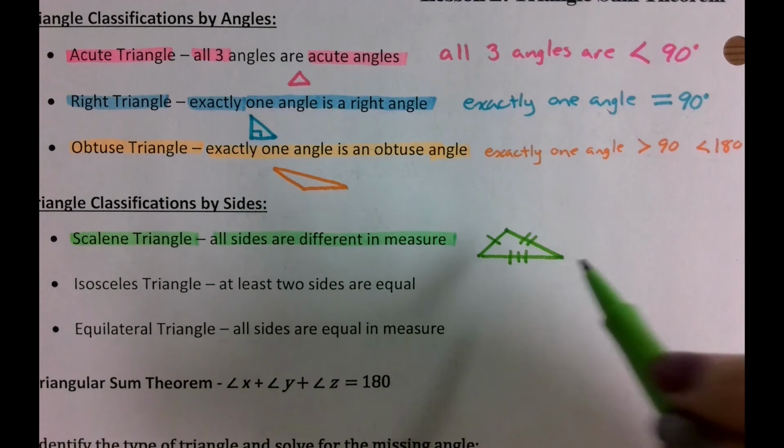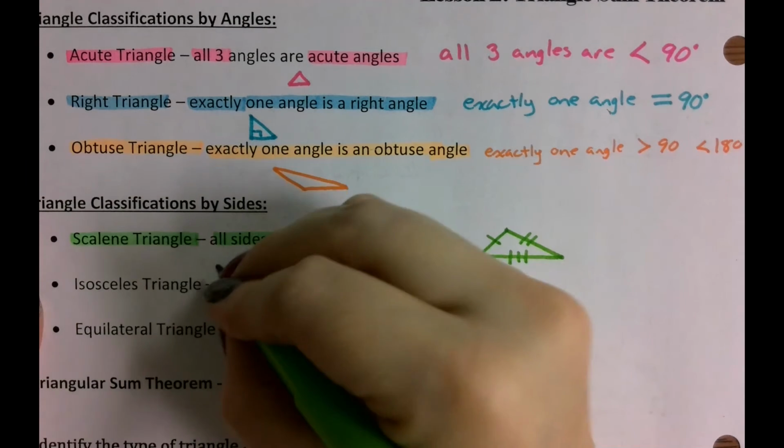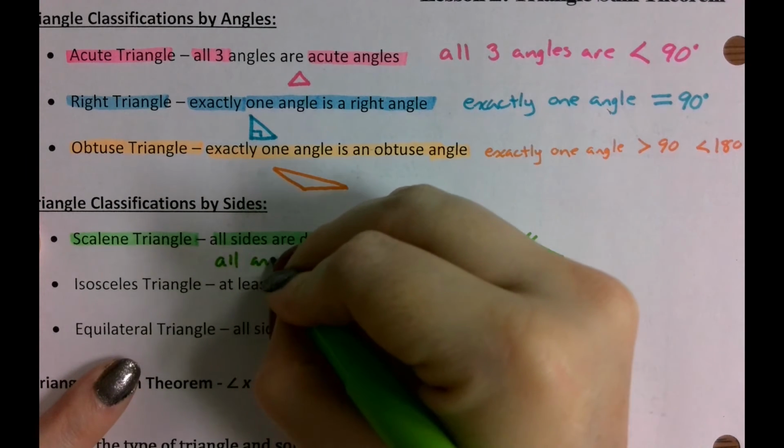And if all the sides are different, then that means all of the angles are also going to be different, because they correspond with each other. If all of the sides are different, that also means all the angles are different.